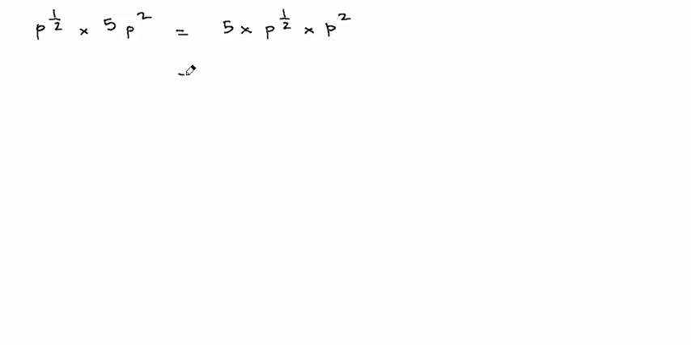And this is going to be equal to 5 times p raised to the 1/2 plus 2, which is equal to 5 times p raised to the 1/2 plus 2 is 2 and 1/2, but we cannot write a mixed number in an exponent. Therefore, we are going to change 2 and 1/2 to an improper fraction, which is going to be 5 over 2. Finally, you can get rid of this multiplication sign. Even if you write 5p raised to the 5 over 2, it implies there's a multiplication here. And let's do another one.